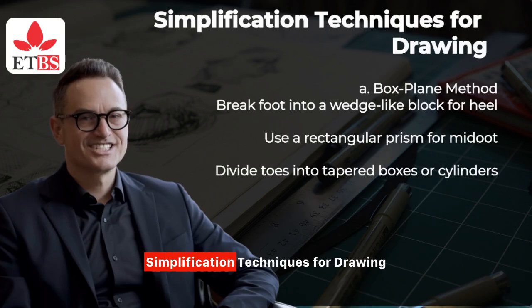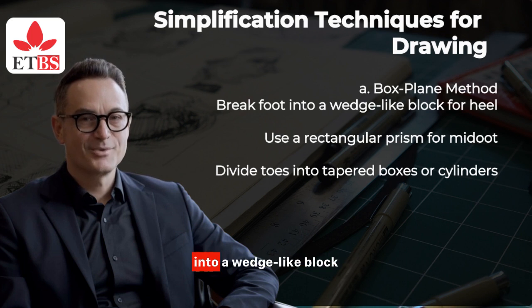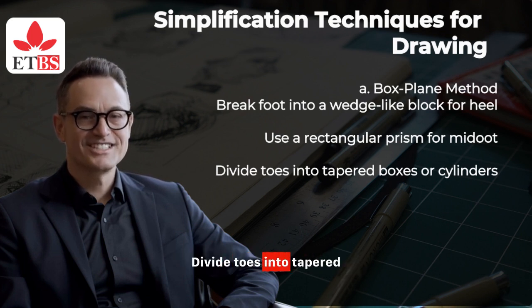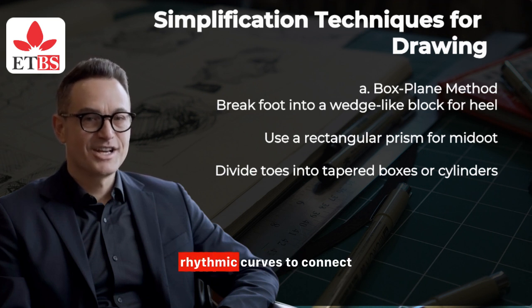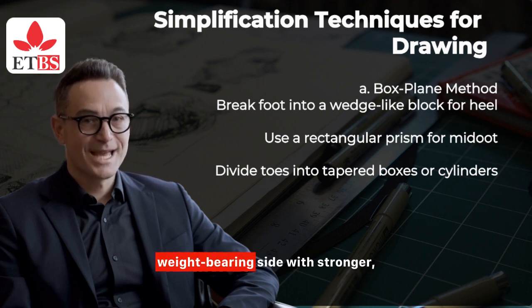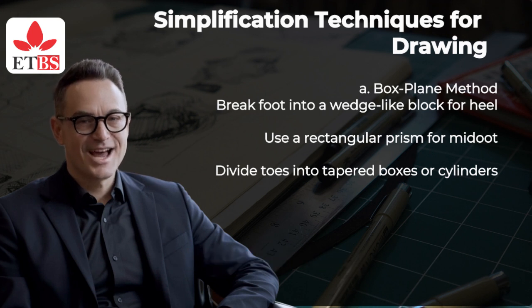Sixth, simplification techniques for drawing. A, box plane method. Break the foot into a wedge-like block for the heel. Use a rectangular prism for the midfoot. Divide toes into tapered boxes or cylinders. B, gesture and contour. Use rhythmic curves to connect heel, arch, ball, toes. Establish the weight-bearing side with stronger, grounded lines. Draw negative spaces between toes for accuracy.